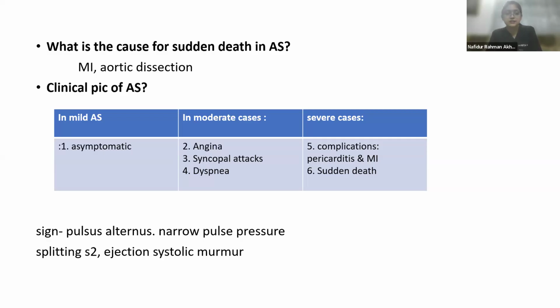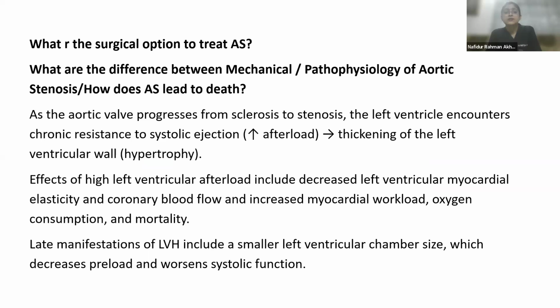Now, here I have written some signs. Sometimes in the station there may be pulsus alternans, or narrow pulse pressure. On examination, he is finding an ejection systolic murmur, splitting of S2, all these things. Then, what are the surgical options? You have said the right one, the valve replacement, then Ross procedure, TAVI, TAVR, all those things. And next one is pathophysiology.